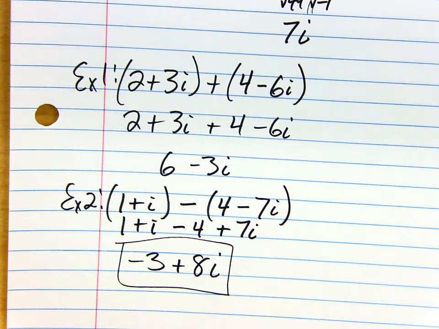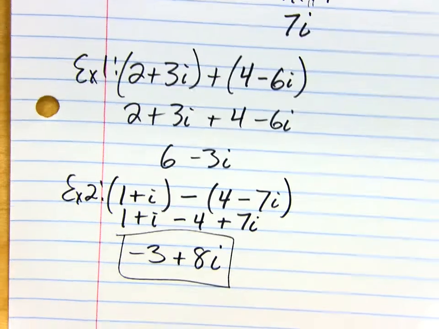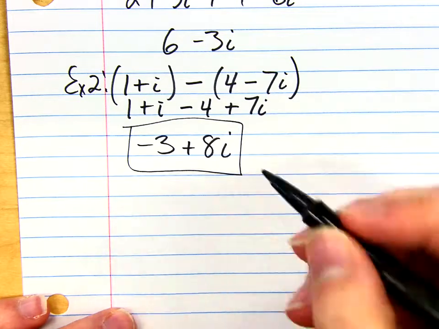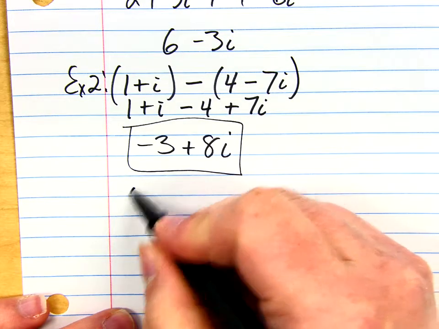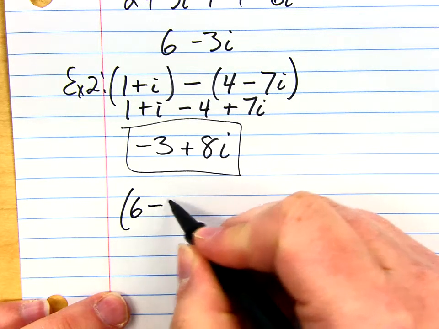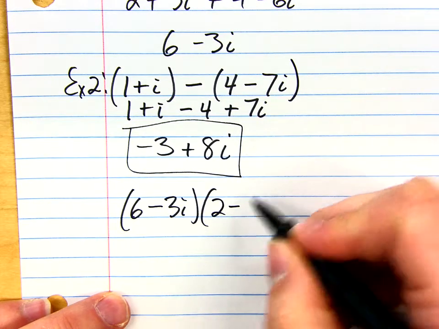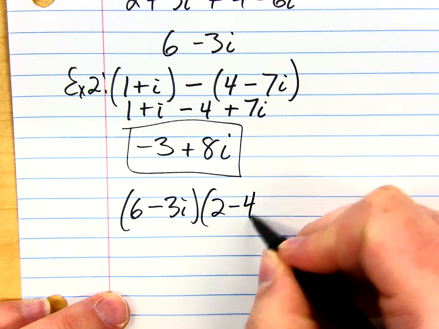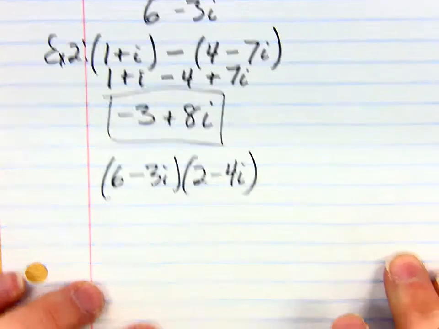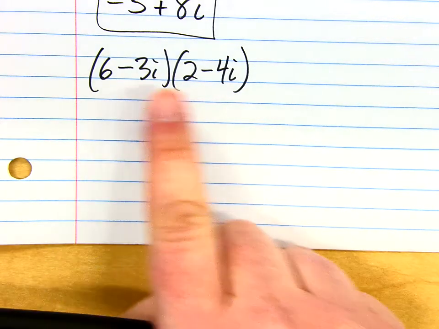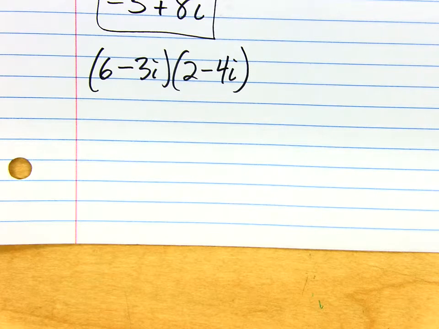Okay. Let's try some multiplication. What if I did something like, say I want to multiply two complex numbers together. So 6 minus 3i times 2 minus 4i. If you were going to multiply these two things together, what are you really doing? FOIL, yes. You have a binomial and a binomial. Please take a moment and FOIL those two together. See what comes out.